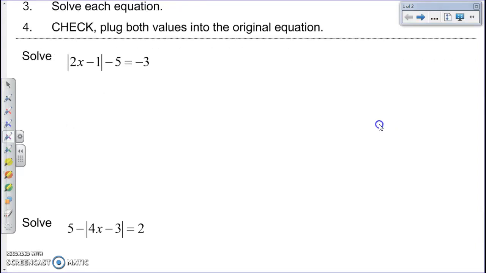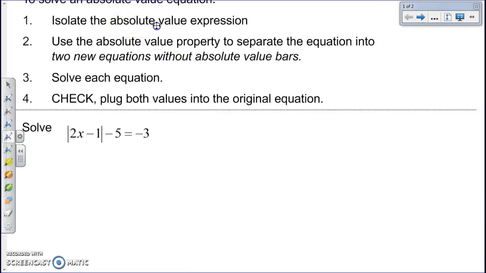So for example 1, we have the absolute value of 2x minus 1, minus 5, equals negative 3. So step 1 says to isolate the absolute value expression. So we need to get this absolute value expression alone, by itself, on one side of the equation. To do that, we need to get rid of that negative 5. So let's add positive 5 to both sides.